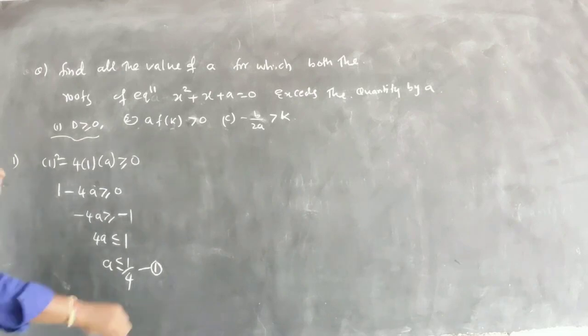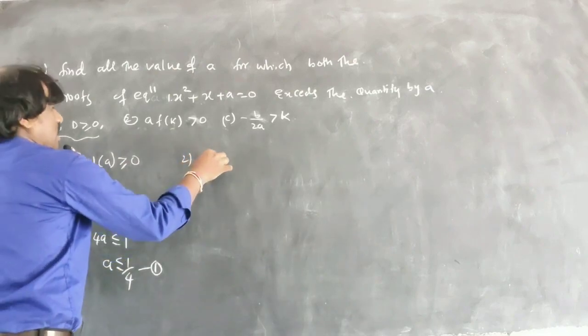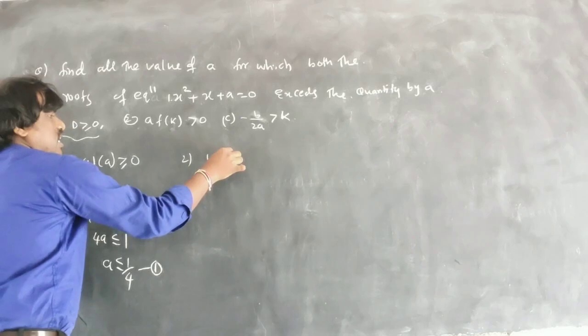So I have to apply the second one. a means what here? 1. a means here 1. 1 into f of k. k is what here? The quantity is A. f of A.